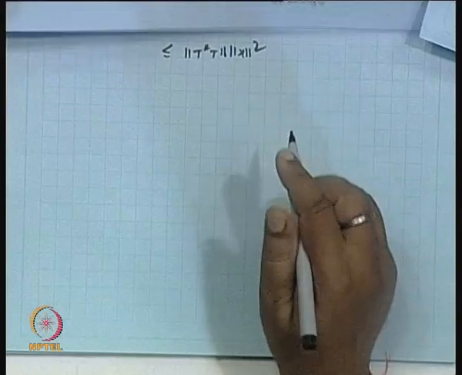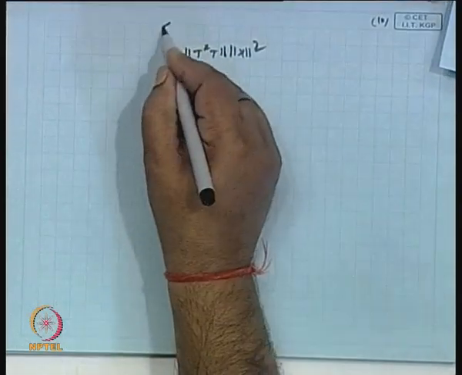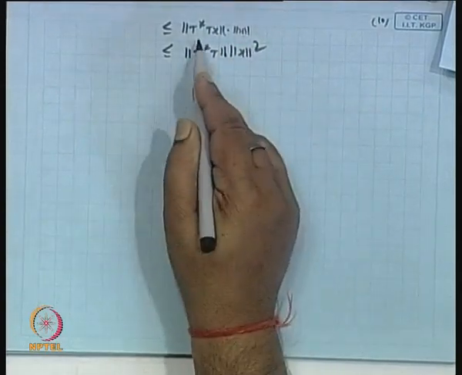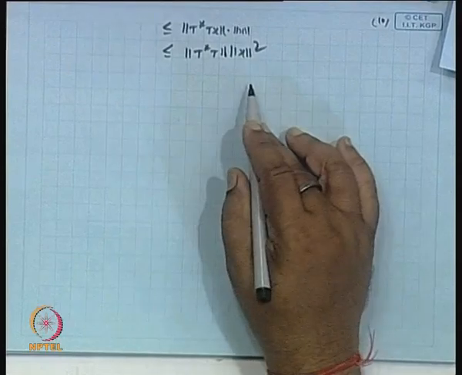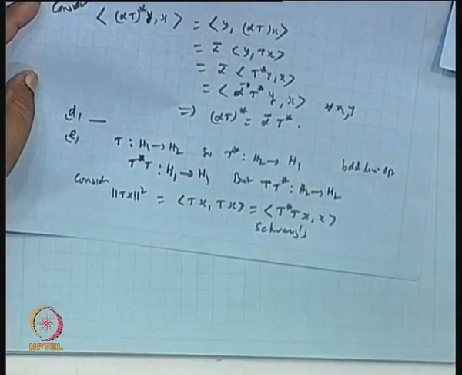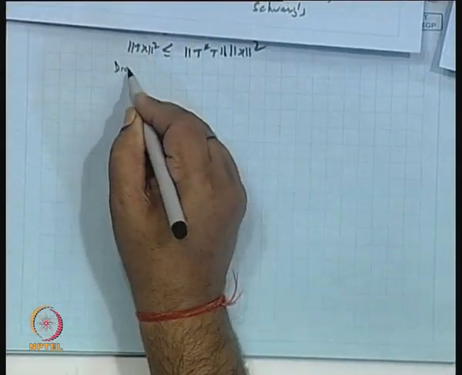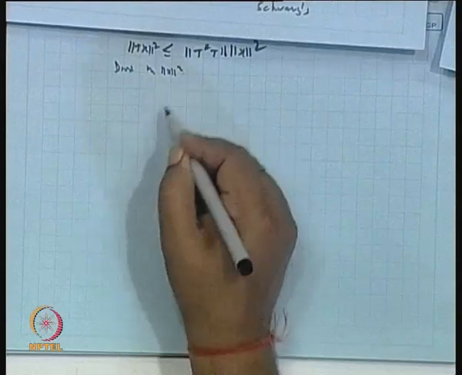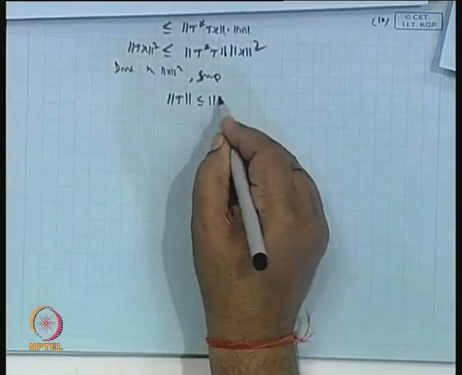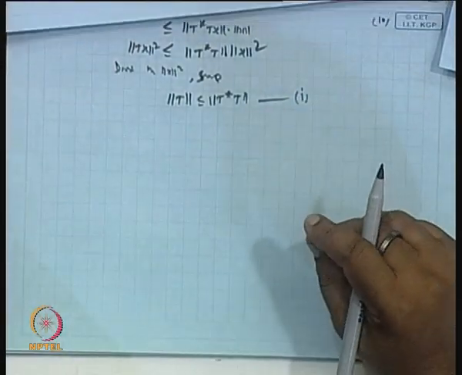Is it not? But this is norm of this into norm of this. Again, this is less than or equal to norm of T*T into norm of x. Further, it will be less than or equal to this, and we get this part: norm of T*T. Divide by norm x squared and take the supremum. So we get that the norm of T squared is less than or equal to the norm of T*T, is it not? Clear?